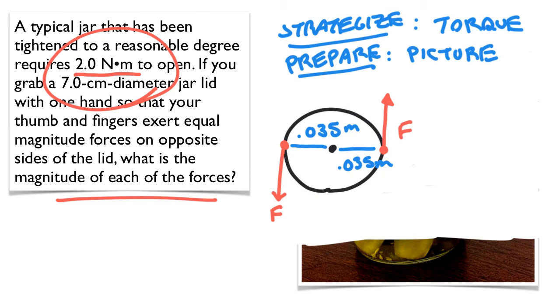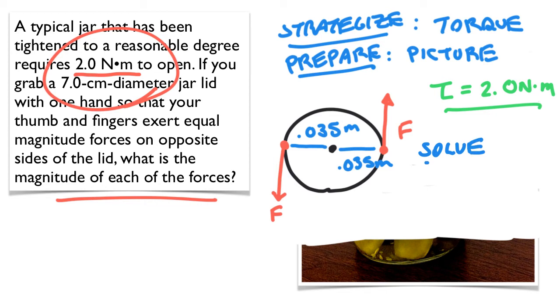And so I've got the forces, and I have the distances. And I want to note this. The total torque that I'm applying, I expect the total torque to be equal to 2.0 Newton meters. That is what is required to open the jar. So I'm just going to compute the total torque, and I'm going to set it equal to 2.0 Newton meters. And with that, we are ready to do some solving.